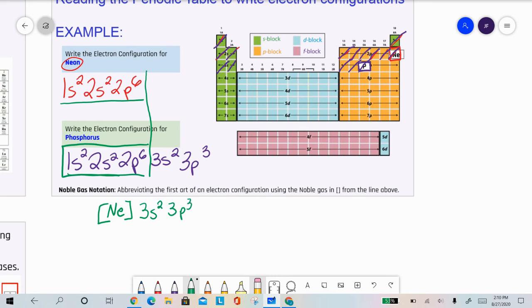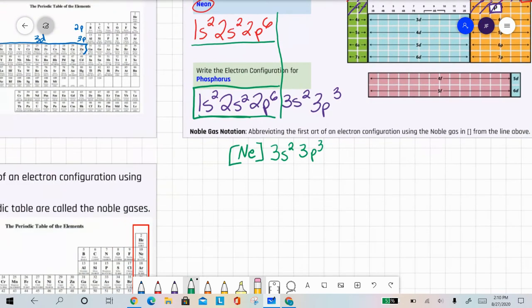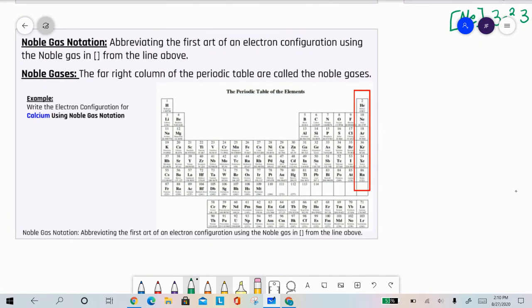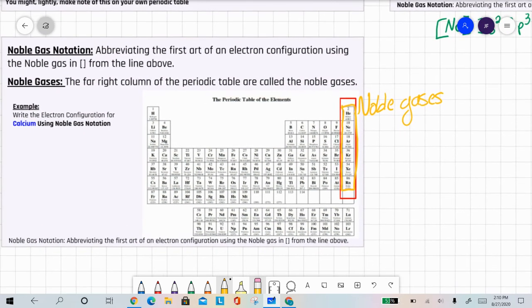This only works for noble gases. Down here, if we look at our periodic table, and this is something you could color in and label, these ones are the noble gases. I can only put a noble gas in the brackets, and that's just the rule.